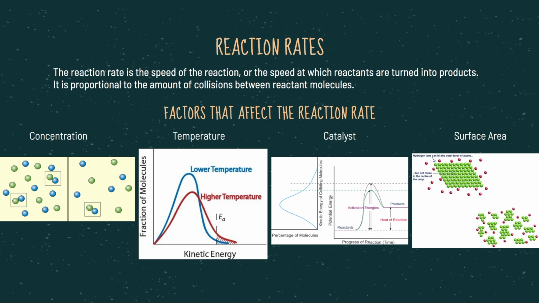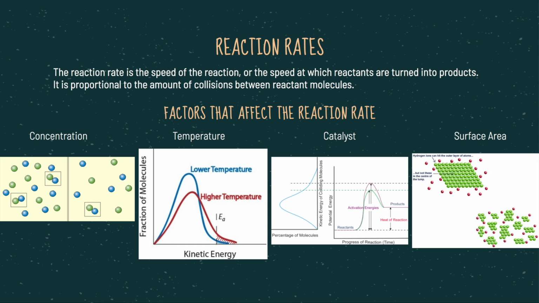The reaction rate is the speed of the reaction, or the speed at which the reactants are turned into products. The rate of a chemical reaction is proportional to the number of collisions between reactant molecules. The more often reactant molecules collide, the more often they react with one another, and the faster the reaction rate. There are several factors that affect the reaction rate.